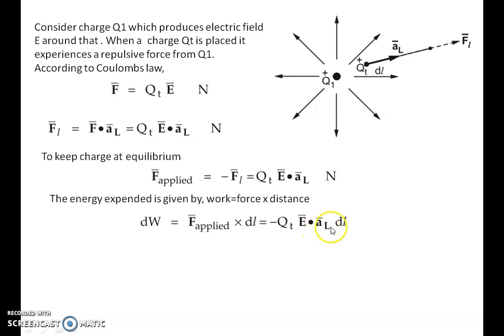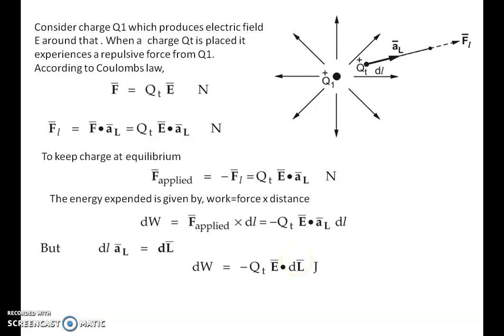Now dl into a_L cap can be written as the vector dl. So substituting here, dW is equal to minus Qt into E dot dl, which is the elemental work done. Now what is the total work done?